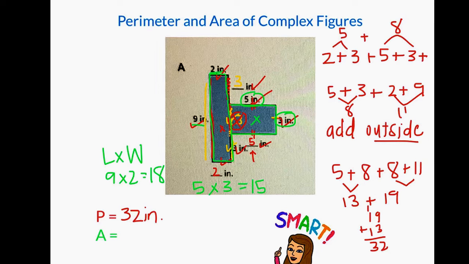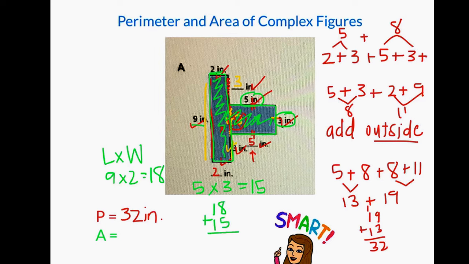So altogether, in order to find the area of the entire complex figure, I need to add those 2 rectangle areas together. So 18 plus 15, 8 plus 5 is 13. Carry the 1, 1, 2, 3. So my area is 33 inches squared.